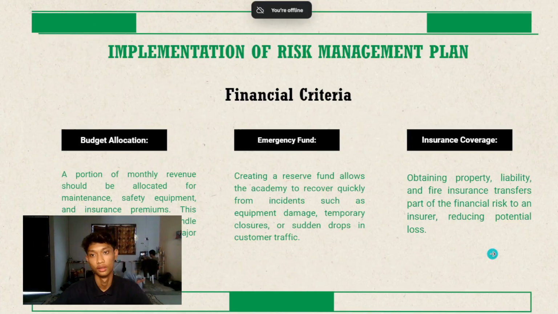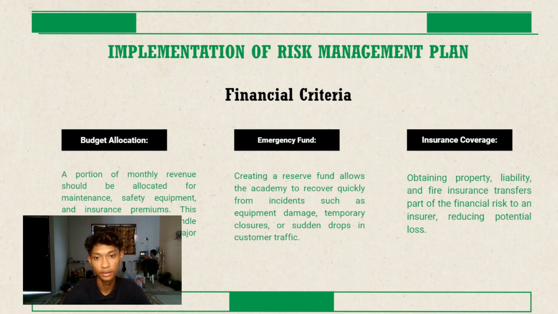Thank you. So I will talk about implementation of the risk management plan. We have two, which are financial criteria and non-financial criteria. For financial criteria, we have budget allocation, emergency fund, and insurance coverage. For budget allocation, a portion of monthly revenue should be allocated for maintenance, safety equipment, and insurance premiums. This ensures the business can handle unexpected events without major losses.